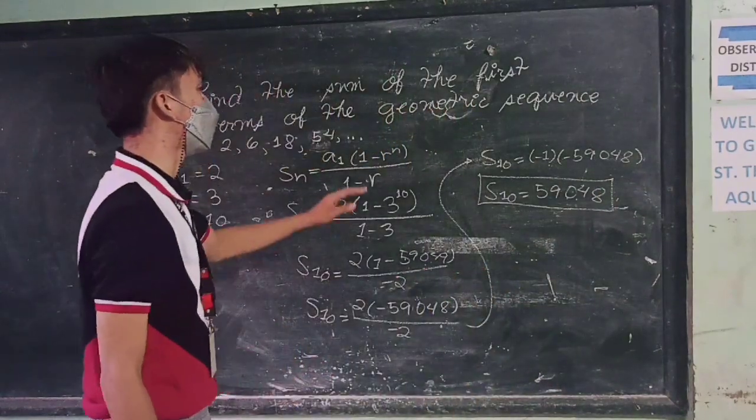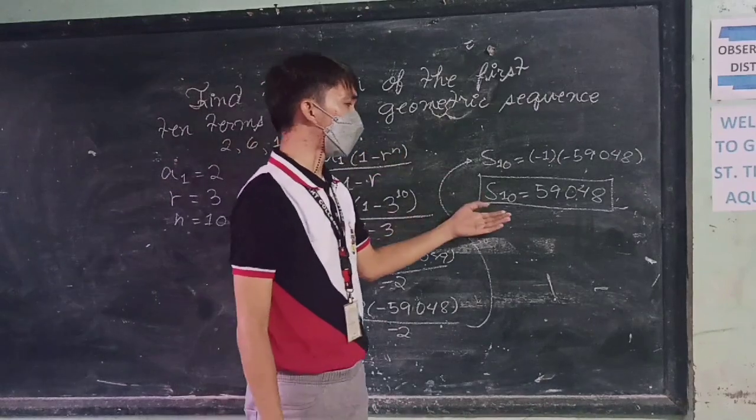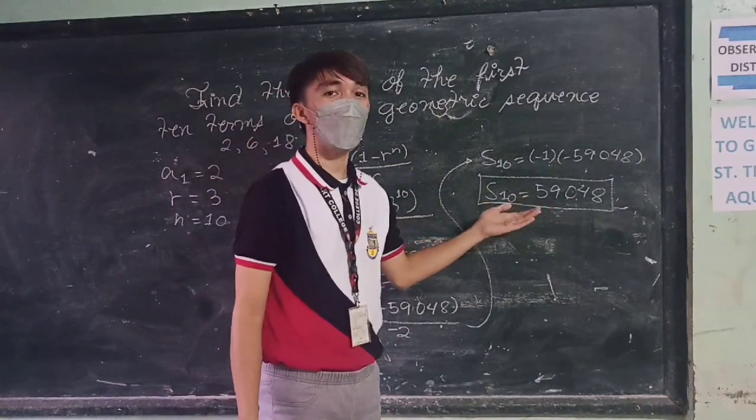10 terms of the given geometric sequence 2, 6, 18, 54, and so on is equal to 59,048.